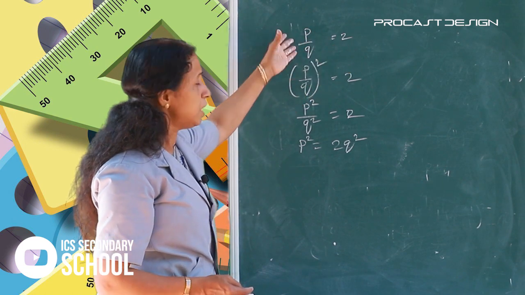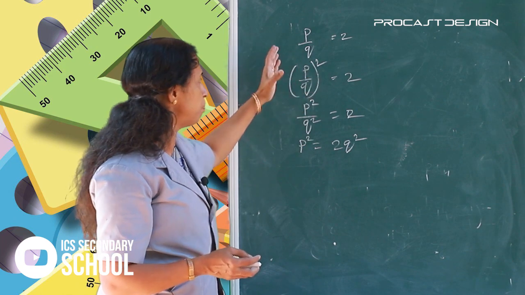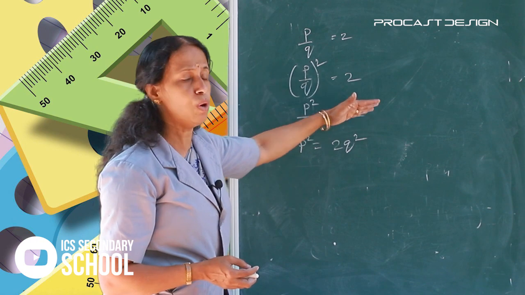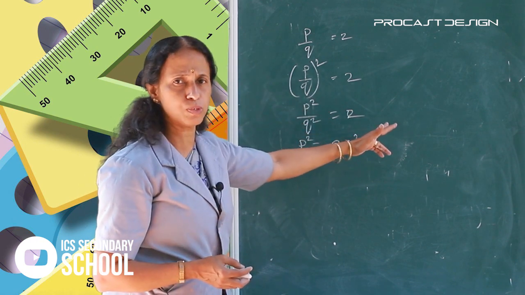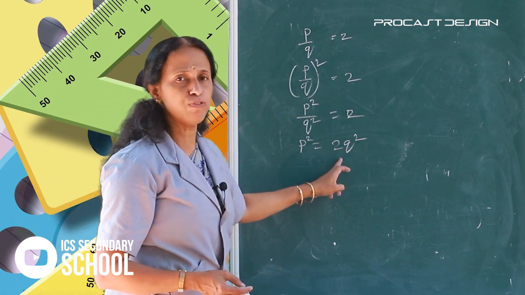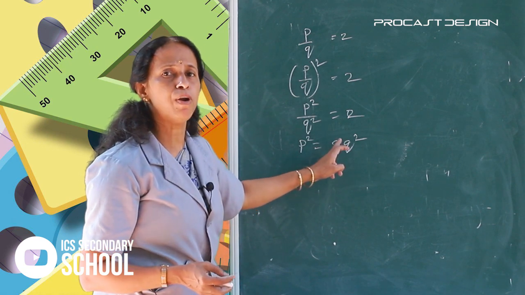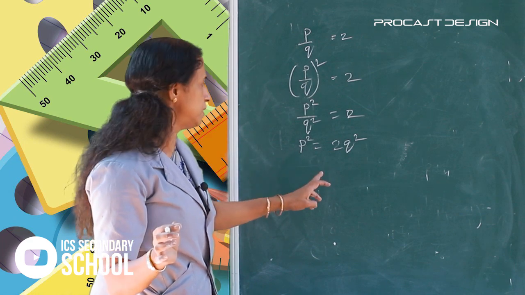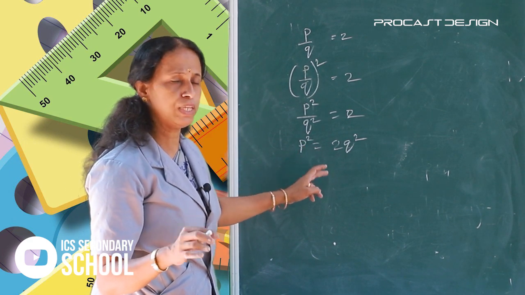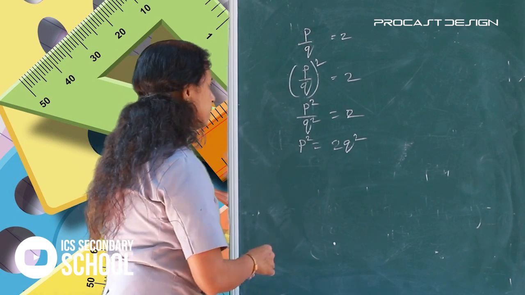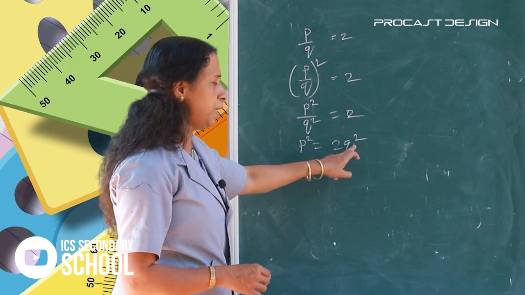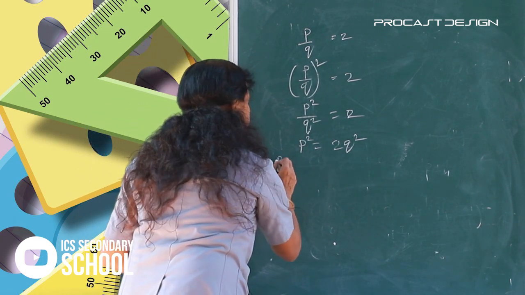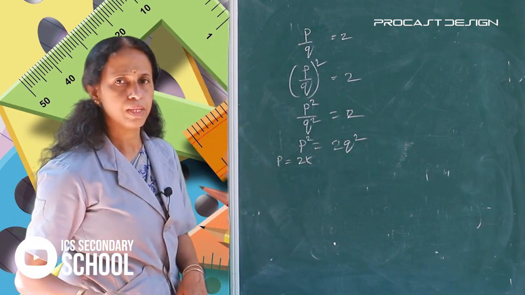Take the square of the fraction p by q, equal to 2. Then p square is equal to 2 times q square. This is a multiple of 2, so p square is even, and so p is even. Let p be equal to 2k.